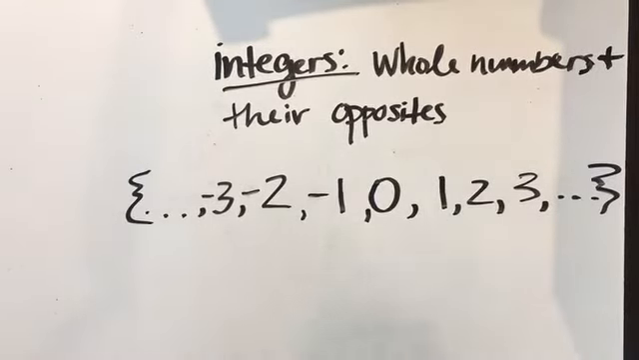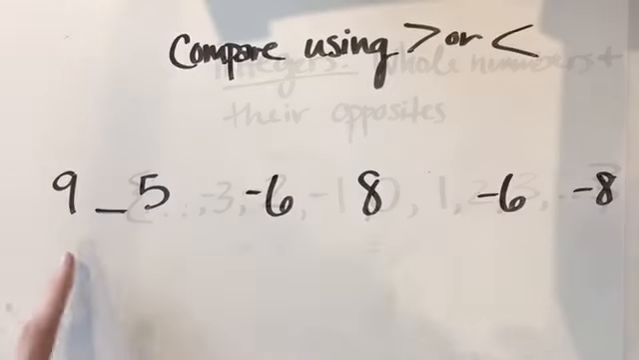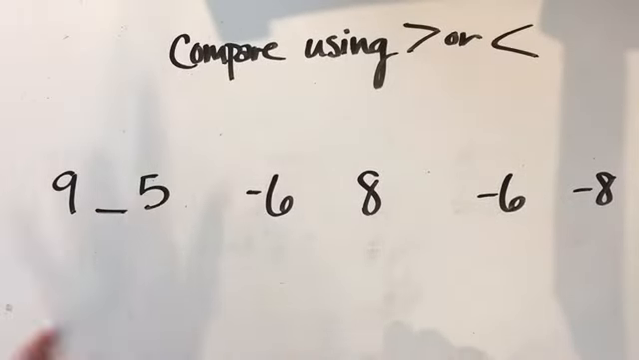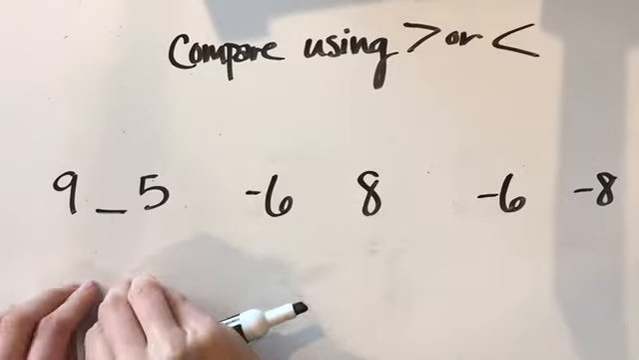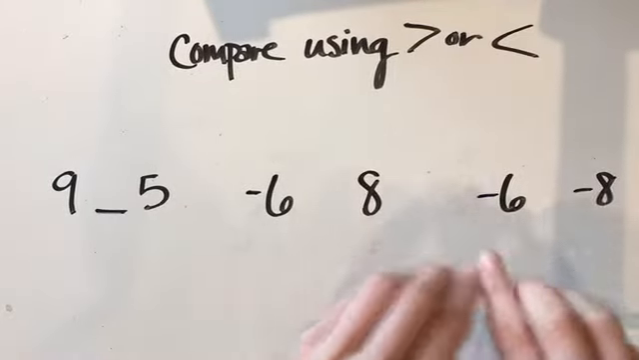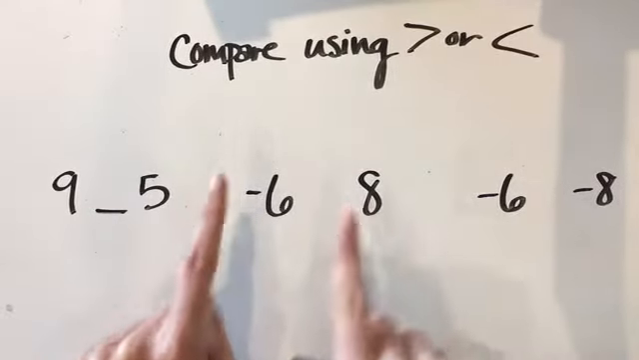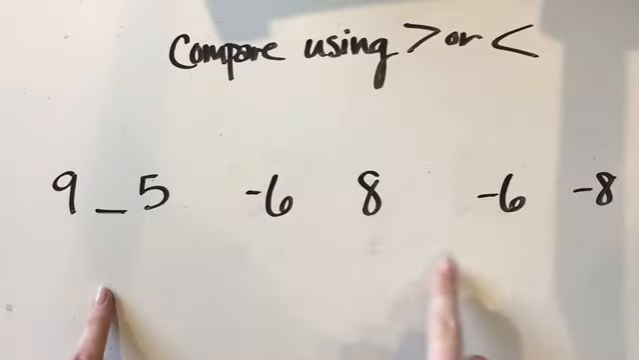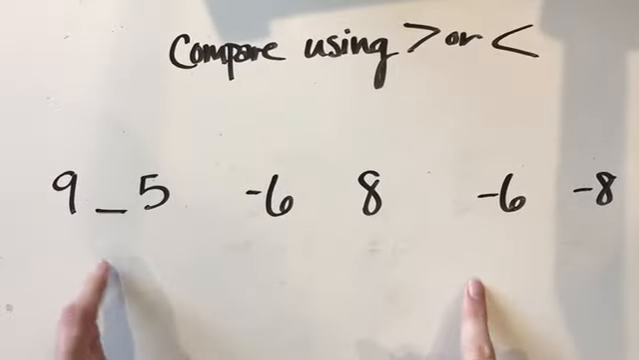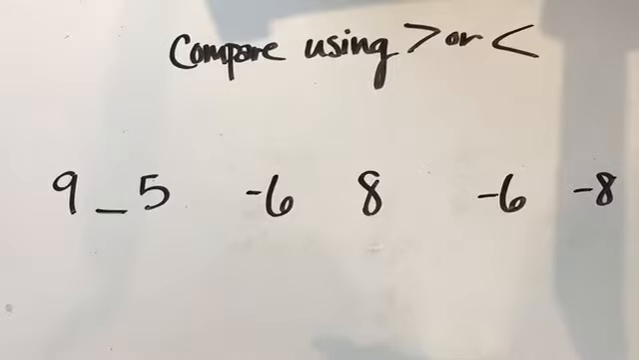So with that in mind, let's move on to compare. Here, let's compare. We have 9 and 5. We are going to start with problems you have seen before and work to problems you have not seen before. You have compared using greater than or less than, but you have not compared with integers. You've worked with whole numbers, but never negatives, okay?